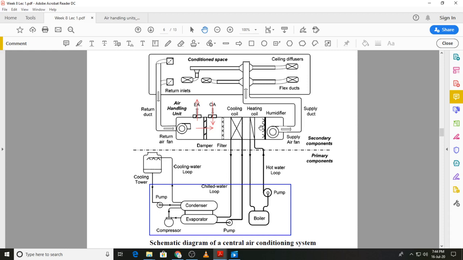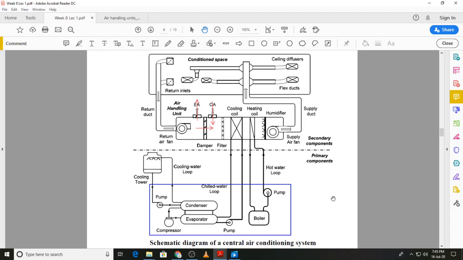So the heated air will then, if required, be humidified. Then it will be supplied to the conditioned space, and again, as before, it will be returned to the AHU. Part of that air will be exhausted. The remaining will be mixed with the outside air. So this is the basic working of a central air conditioning plant. Of course, in large buildings, it's not necessary that you have just a single AHU. You can have multiple AHUs, which are all connected to a single plant for that central air conditioning system.